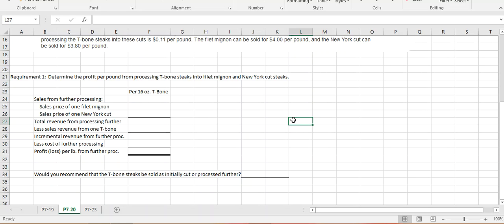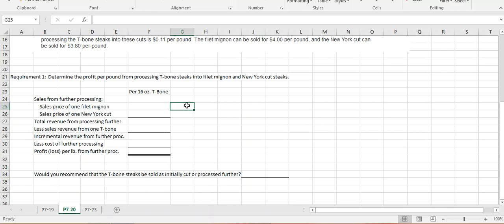So requirement 1 says determine the profit per pound from processing T-bone steaks into filet mignon and New York cut steaks. I've made a little chart, and we've got some processing further amounts that we're going to have to calculate to decide whether we're better off to process further or just sell them the way we are. We're going to do these calculations based on a per 16-ounce T-bone rate, because every 16-ounce T-bone can be processed further into the filet and the New York cut, and they're going to have those extra costs associated with it.